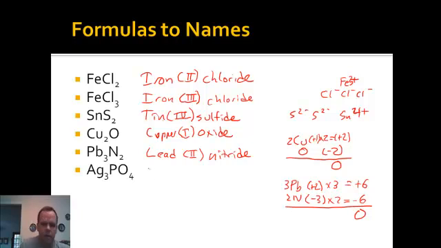This last case, we have silver. There are 3 of them. We have phosphate, so we don't change the ending because it's a polyatomic. Phosphate's -3, so each silver would be +1, but silver is always +1, so we wouldn't include a Roman numeral here, so it'd just be silver phosphate.